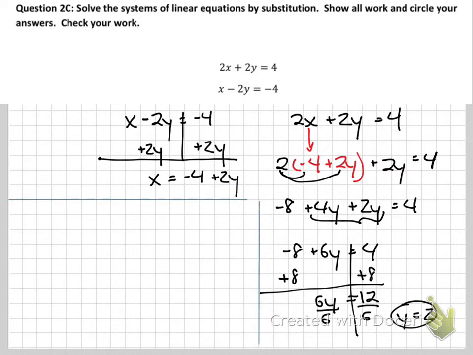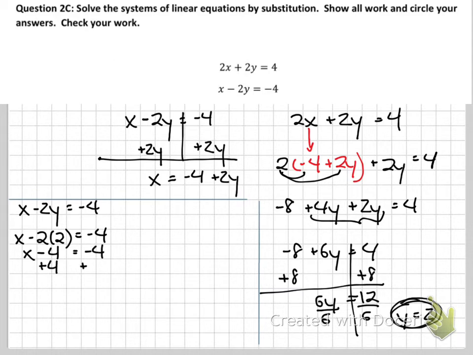We've only found y. Now we must use one of these two equations to find x. So I'm going to do this over here. I'm going to have x minus 2y equals negative 4. So we'll have x minus 2 times 2. Again, that 2 came from this y value that we just found. So I'm going to have x minus 4 equals negative 4.